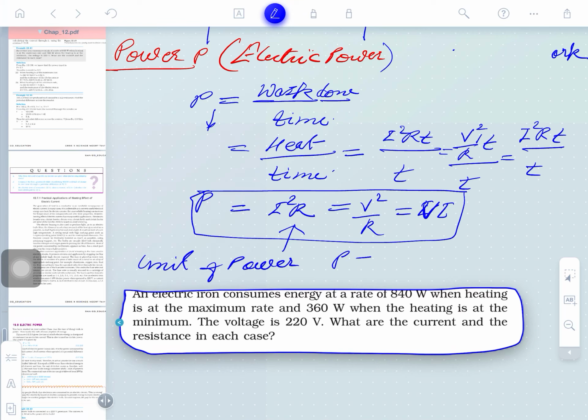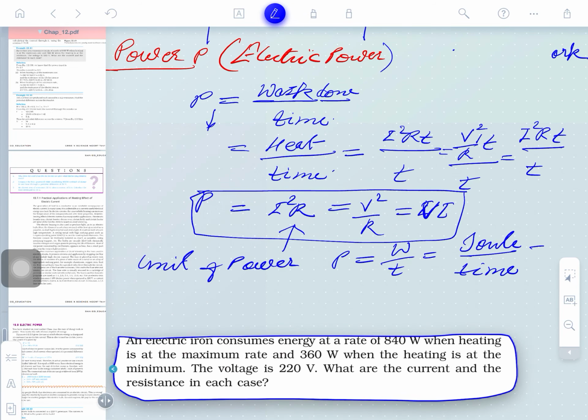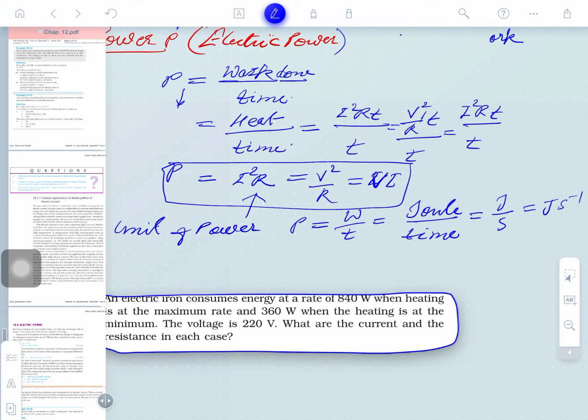Unit of power. Power is work upon time. The unit of work is joule and the unit of time is second, so the unit of power can be taken as joule per second. But is that the SI unit? No, the SI unit is actually watt.